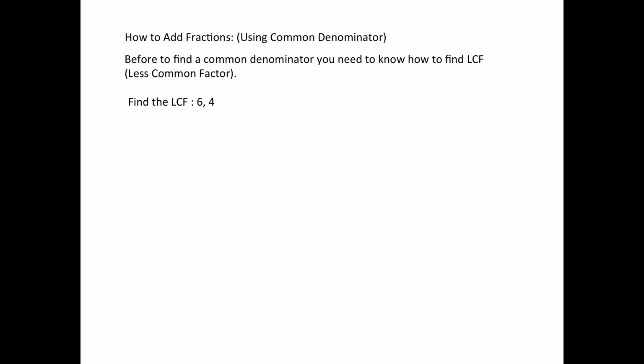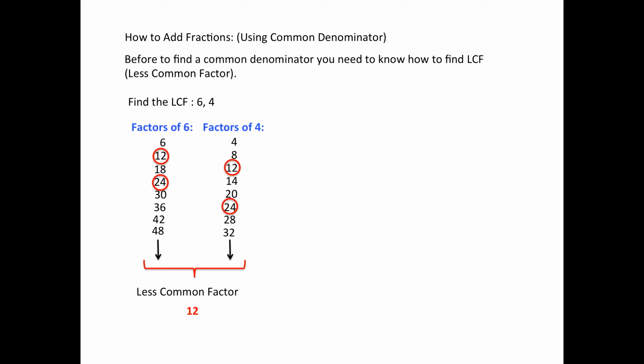For example, we need to find the least common multiple of 6 and 4. To find it, you need to find the multiples of 6 and 4. The multiples of 6 are 6, 12, 18, 24, 30, 36, 42, 48, and you continue. The multiples of 4 are 4, 8, 12, 16, 20, 24, 28, 32. In this case, this is a common multiple. This is another common multiple, but the least common multiple is 12.